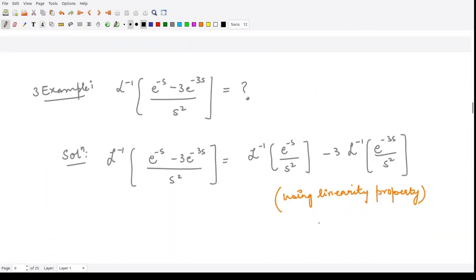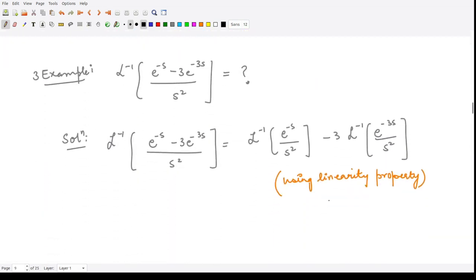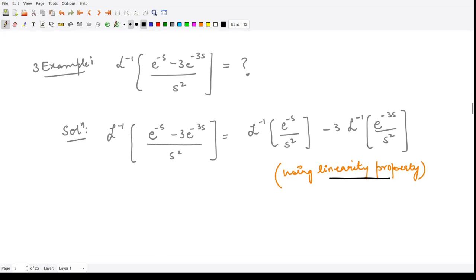Now these are very simple questions. So let us now see another question which says to evaluate the expression Laplace inverse of e to the power minus s minus 3 e to the power minus 3s divided by s square. First of all, we can separate all these terms using the linearity property. Accordingly, we will have Laplace inverse of e to the power minus s divided by s square minus 3 Laplace inverse of e to the power minus 3s divided by s square.